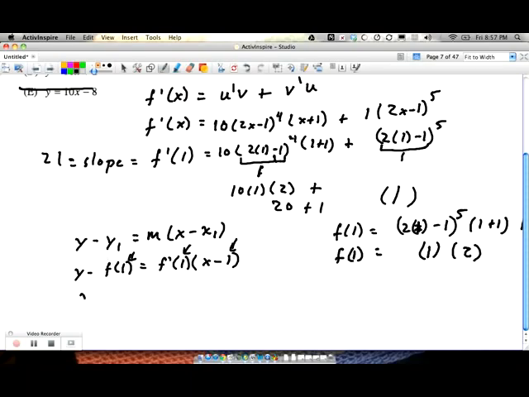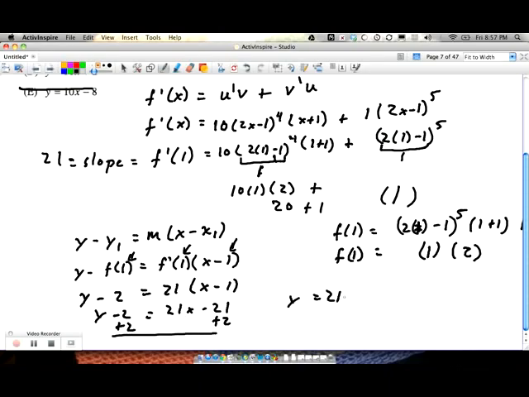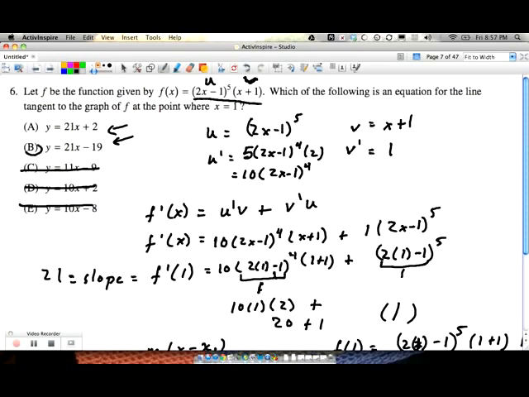So that means that this is going to be y minus 2 equals 21 times x minus 1. Well, I can already see that this is going to be 21x minus 21 and y minus 2. Add 2 to both sides. It's not going to be that one. It's going to be the one that has a 19 in it. So it's going to be y equals 21x minus 19, which in our case would have been B. So that's pretty tricky because 2 equals f of 1. It does not equal the y-intercept that we were really looking for, which was negative 19.